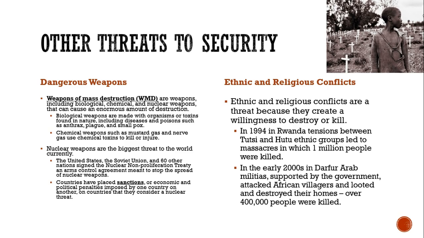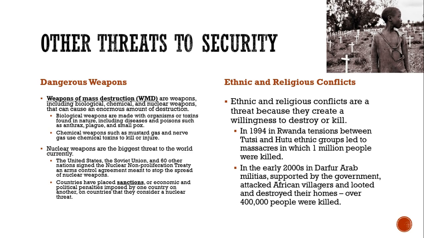Nuclear weapons are the biggest threat to the world currently. Many countries are now using nuclear power as a way to more cleanly fuel their areas, but the United States, the Soviet Union, and 60 other nations signed the Nuclear Non-Proliferation Treaty that looked at nuclear weapons as opposed to nuclear power. The Non-Proliferation Treaty was an arms-control agreement that was meant to stop the spread of nuclear weapons. Many countries have started to place sanctions, or economic and political penalties imposed by one country on another, on countries that they might consider a nuclear threat.